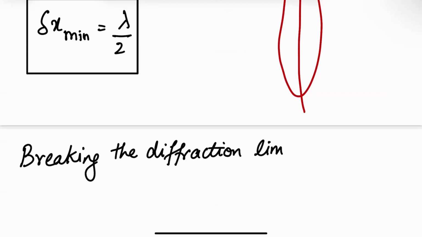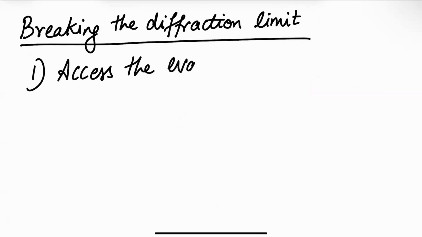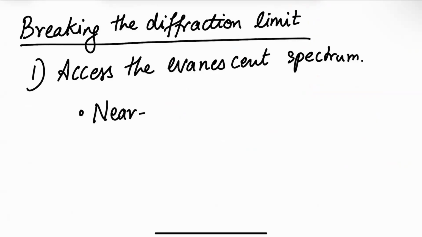Right? And breaking those assumptions can give us some hope of breaking this diffraction limit. Okay? So one way to break it is, of course, to access the evanescent spectrum. And there are many technologies that do that. One of them is near field microscopy.